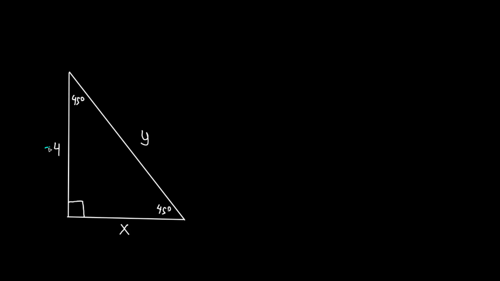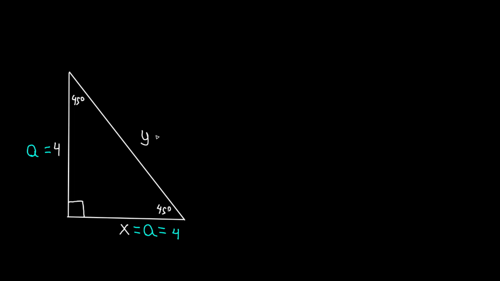We know that 4 is equal to A. And that both of our legs in a 45, 45, 90 are the same. We know that our other leg is also equal to A, so x is also equal to A, which means our other leg is also 4.